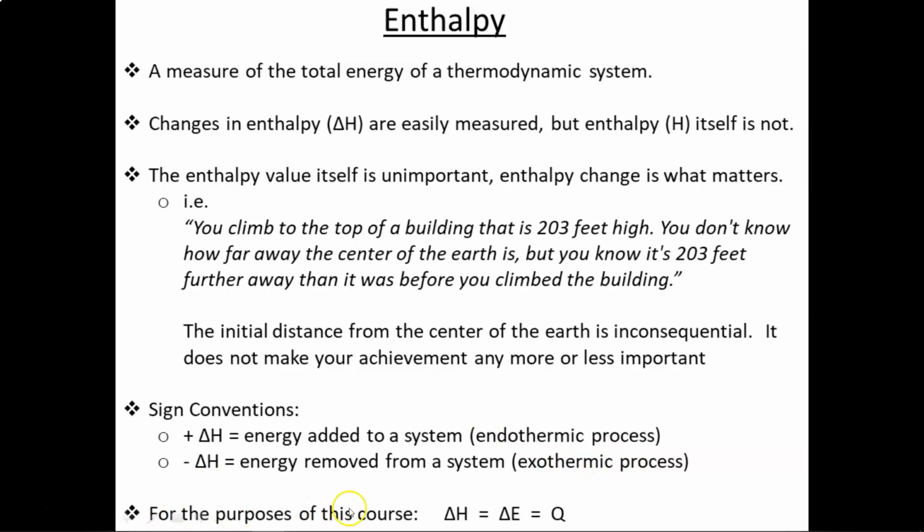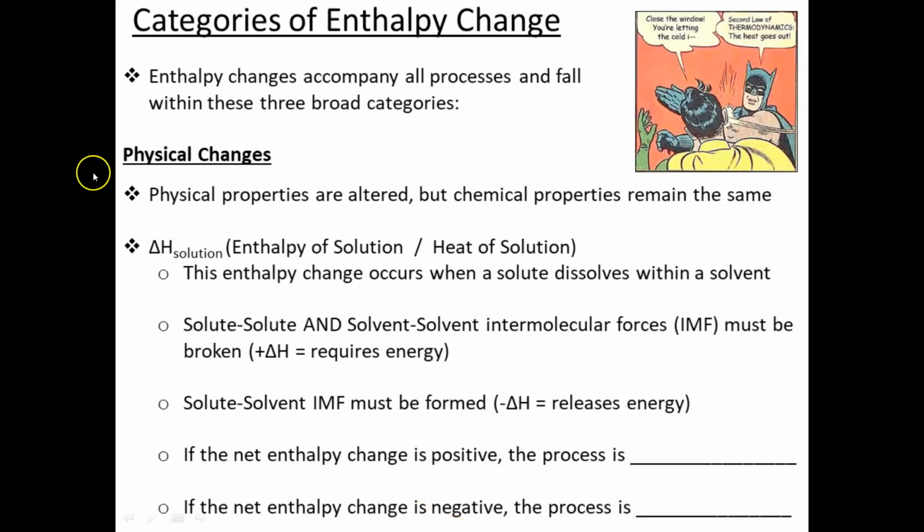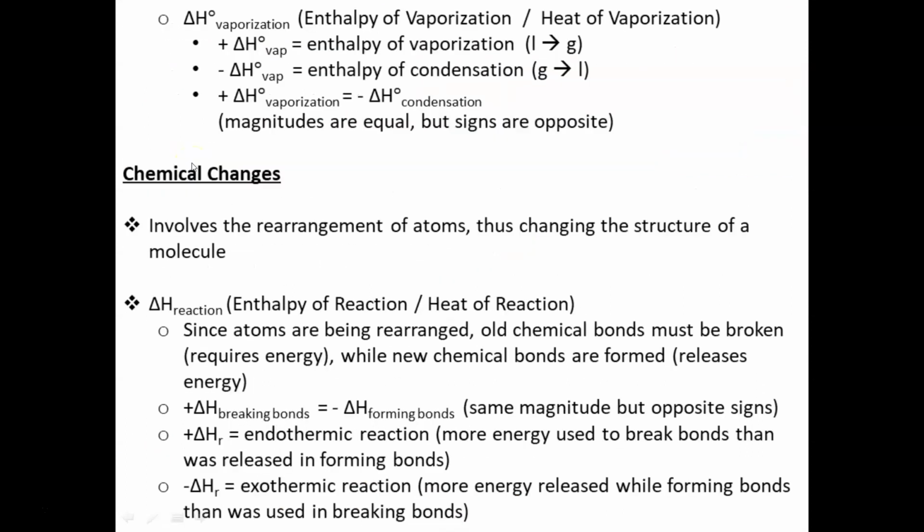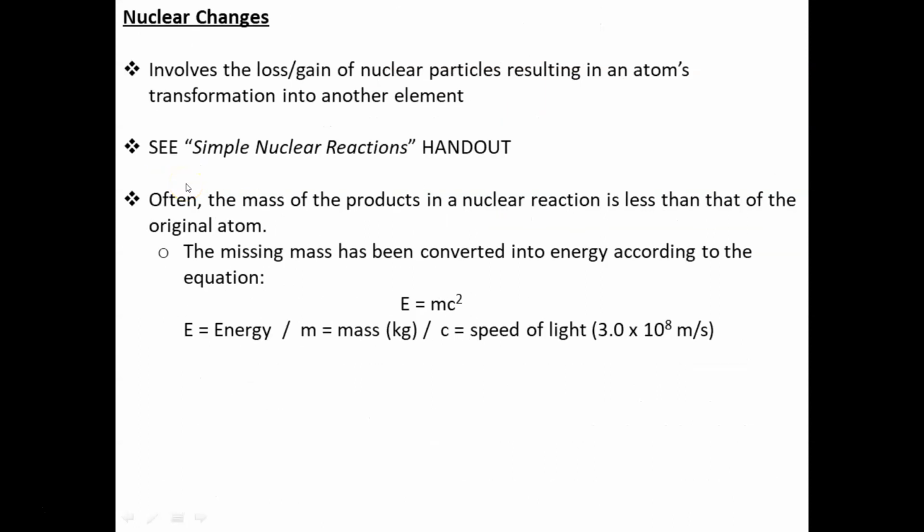Now for the purposes of this course, delta H, delta E, and Q are all the same thing as far as you're concerned. It's just basically a change in energy. How much is being lost or gained by that particular process. Now there are several categories of enthalpy change, 3 of them that we'll be covering in this course. The first is physical change. The second is chemical change. And the last is nuclear change.